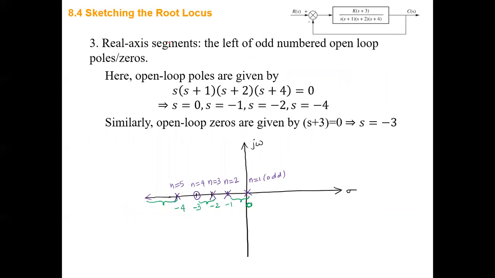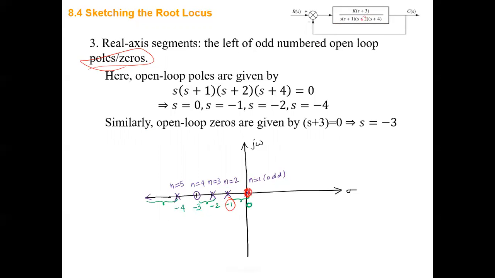Now rule number 3. What is the real axis segment for this one? What is the rule? The left of an odd number of open loop poles is part of the root locus. So how many poles are here? You have to plot them now. So s equals 0 is here, right? This is my s equals 0. Where is s equals -1? S equals -1 is here.